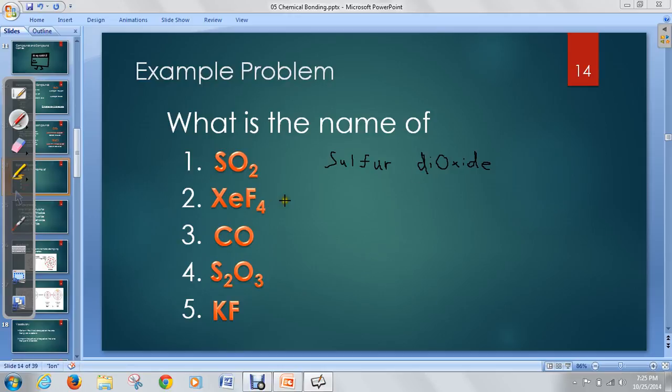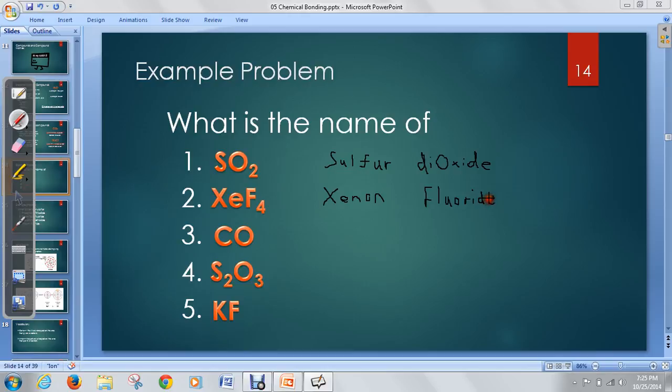All right, let's do this one as well. Okay, so Xe is xenon. If you look at your periodic table, it's xenon. And F is fluorine. Okay, so we have fluorine, but instead of fluorine, we're going to change the ine to ide. So this is going to be xenon fluoride.